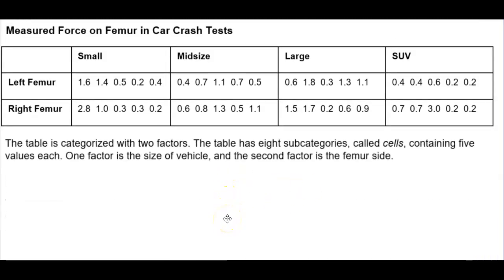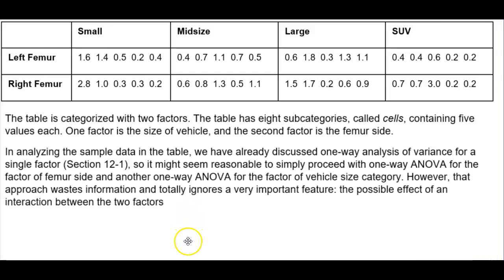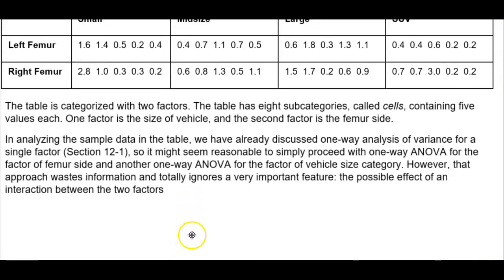Now, the table, again, is categorized with two factors. The table has 8 subcategories called cells containing 5 values each. One factor is the size of the vehicle, and the second factor is the femur side. In analyzing the sample data in the table, we have already discussed one-way analysis of variance for a single factor, section 12.1, so it might seem reasonable to simply proceed with one-way ANOVA for the factor of femur side and another one-way ANOVA for the factor of vehicle size category.